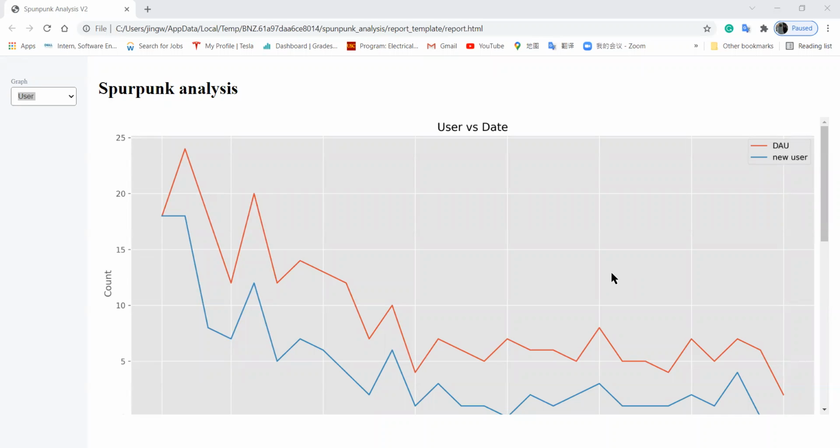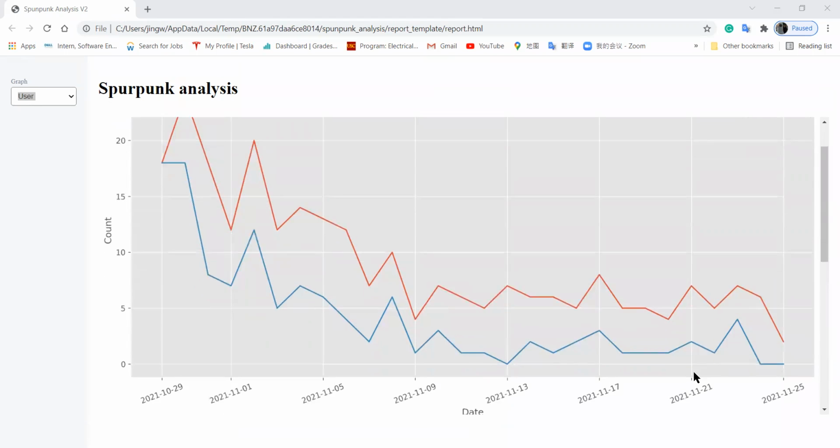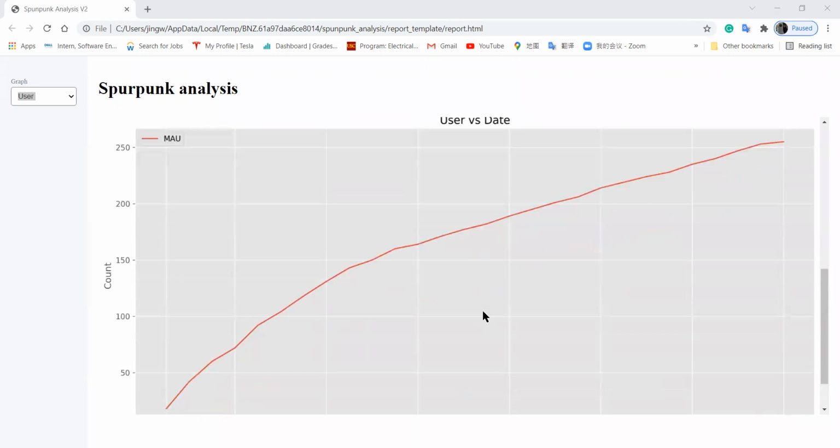Hi everyone, I'm going to show the Spurpunk game analyze graph. Usually we will choose the weekly data to generate this graph. At first, the first graph is the DAU, the daily active users, and there are the new users in each day. And this is the monthly active users, so it's increasing.